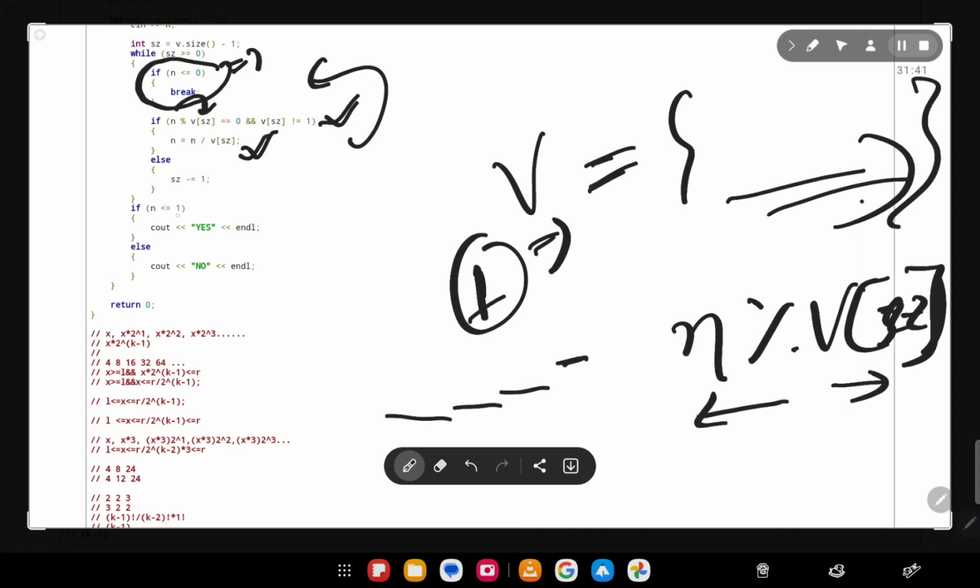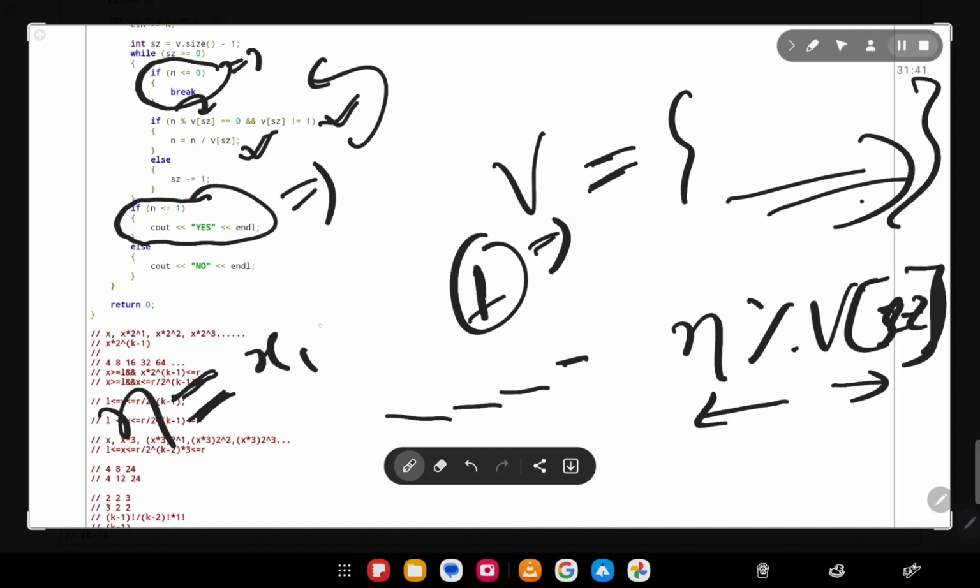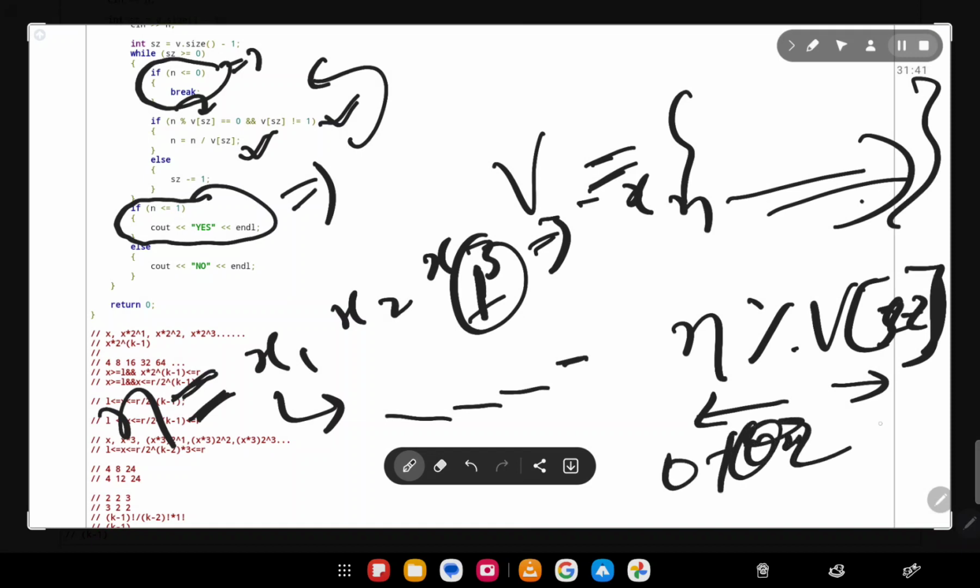And in this way, if that particular number is less than or equal to 1, then obviously we have got the answer: yes, we can write n as a product x1, x2, x3, up to xn, such that all those numbers x1, x2, x3, xn are in the form of 0 or 1. So basically this is the solution of the problem.